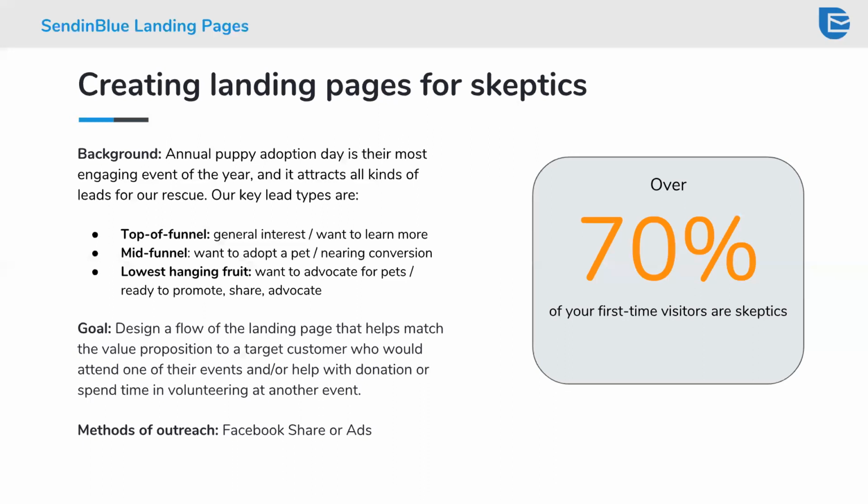Great. And before we jump in, I have this big box on the side that says 70% of your first-time visitors are skeptics. What I mean by that is, whenever somebody comes to your website for the first time, if you don't tell them where they are and what they can do on the page, they're usually left confused, and they don't have much of a way to have a better conversation with you about your business and how they can benefit from it.